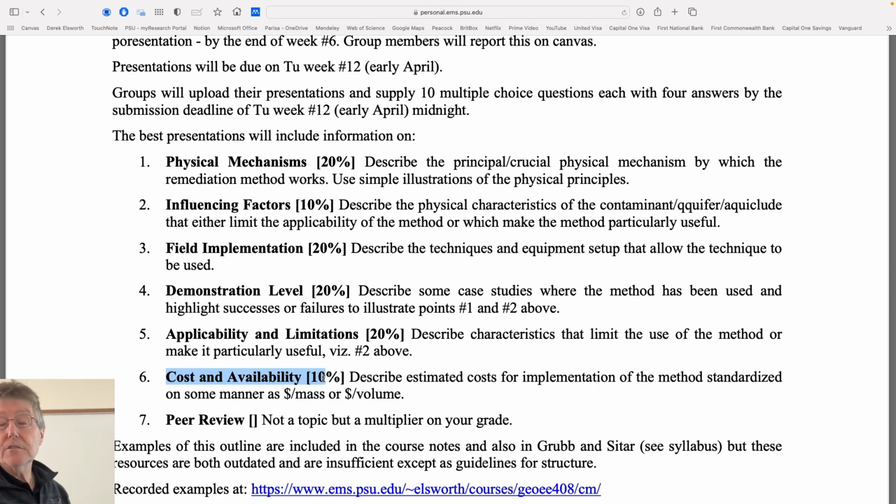Some of the most difficult data to get are the costs and its availability, but actually, there are EPA volumes that now do that. So those are the 6 things that you're asked to comment on.